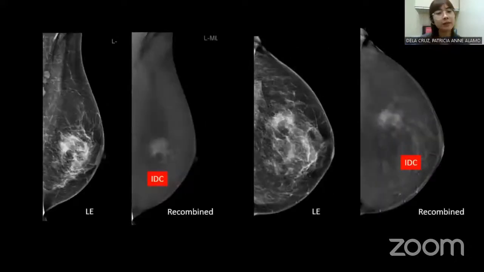So another example is intraductal carcinoma. Here we can see in the low energy, there are a lot of breast tissues, whilst in the combined image, we can see an enhancement here. Also in her CC view, here, then the recombined image, we eliminated the anatomical noise.